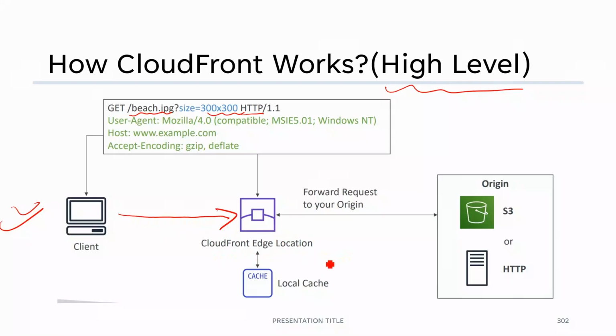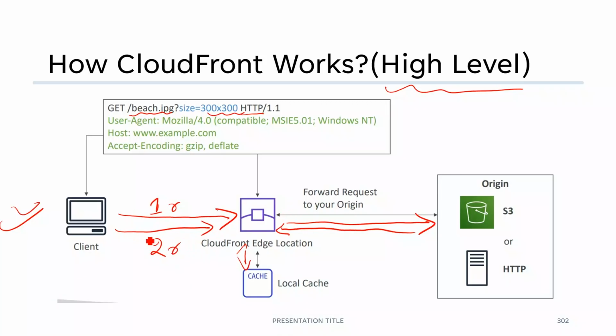If it is not present at the edge location, it forwards your request to your origin, which is your S3 or your HTTP endpoint. Now what happens once the data is fetched back from your origin? It is cached as a local cache. So this was the first request, and this is the second request.